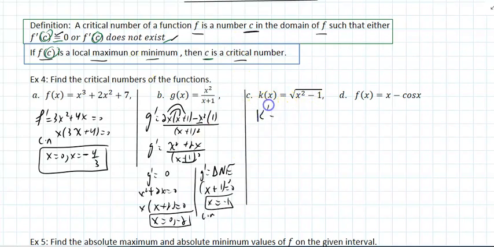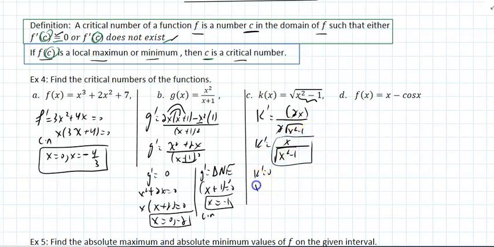The third is a radical. Derivative of the square root is 1 over twice the square root of x squared minus 1, times the derivative of the inside, which is 2x. So the derivative is x over the square root of x squared minus 1. Basically, where does k prime equal 0? A fraction equals 0 when the top equals 0. That's my first critical number.